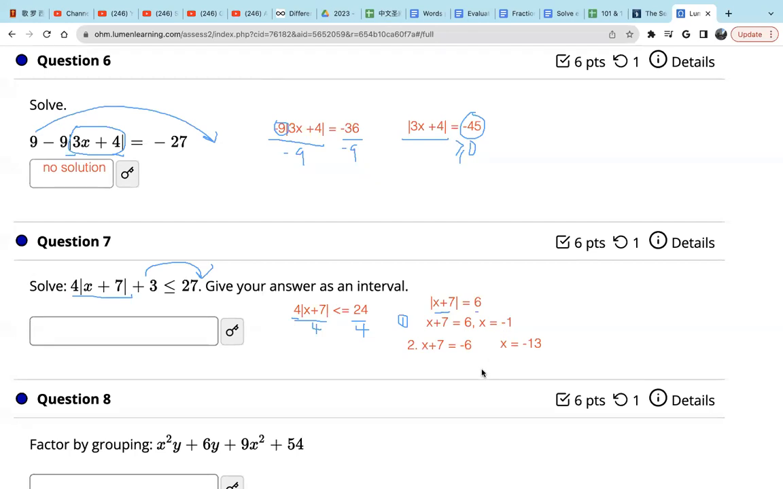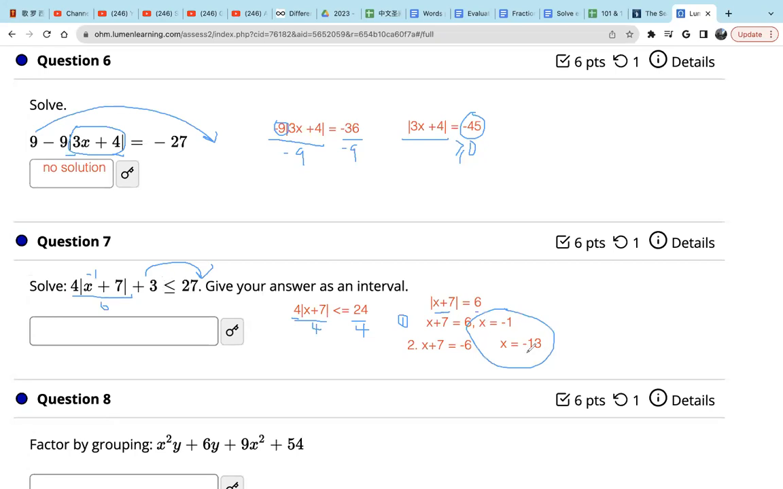So we have two solutions, right? Two solutions. We can check those two solutions back in the first one. If x equals -1, -1 plus 7 is positive 6. 4 times 6 is 24. 24 plus 3 is indeed 27, right?